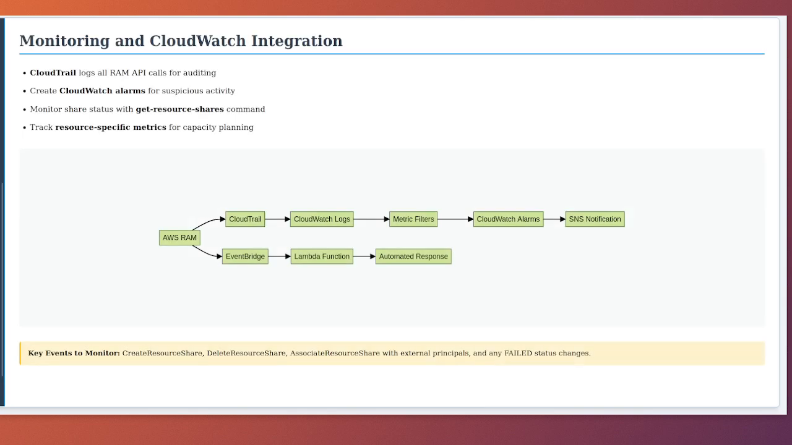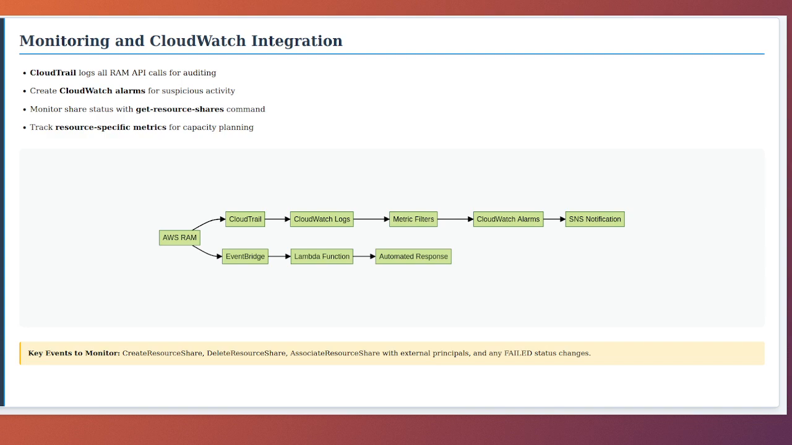Monitoring and CloudWatch integration. Monitoring your resource shares is essential for maintaining visibility into who has access to what resources and tracking how shared resources are being used. AWS RAM integrates with CloudTrail for API logging and provides several methods for monitoring share status and resource usage.